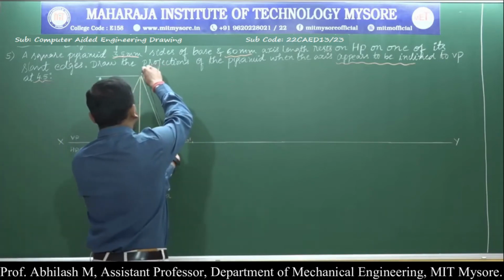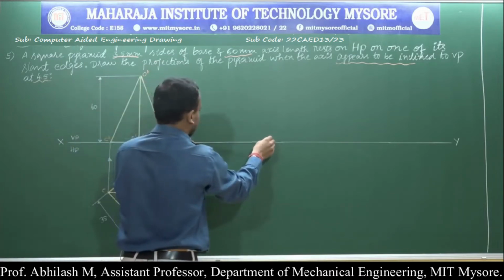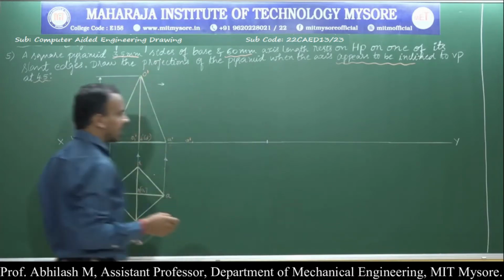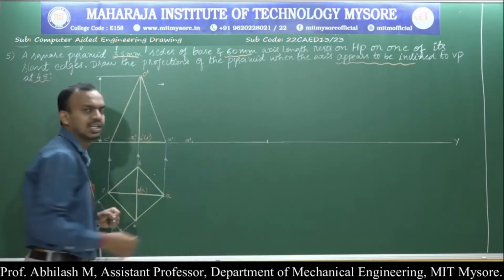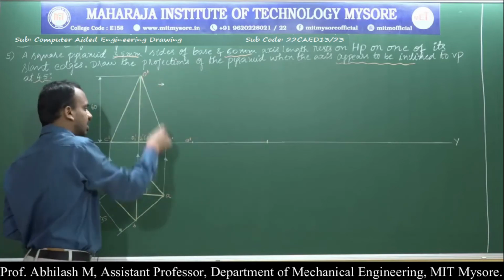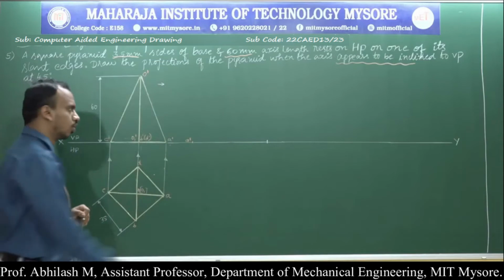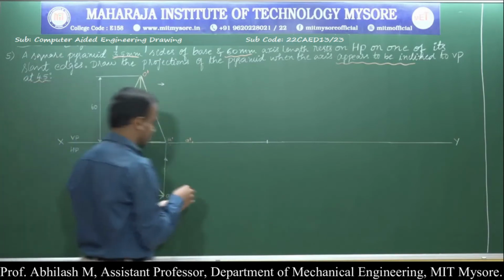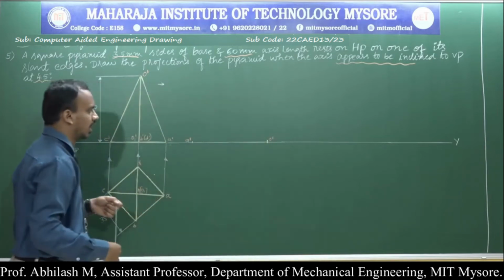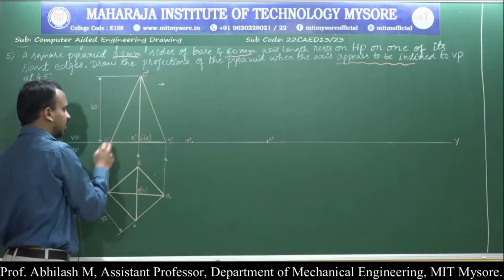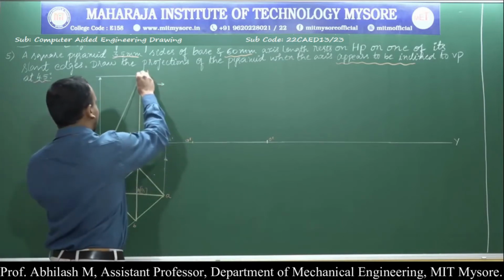From A dash to O dash, cut an arc. Just transfer the entire slant edge, because the given condition itself is such that one of the slant edges is completely resting on HP. So this point will become my O dash. What are the other things that we are supposed to transfer? O dash C dash and A dash C dash. That I can do with the help of the arc method.